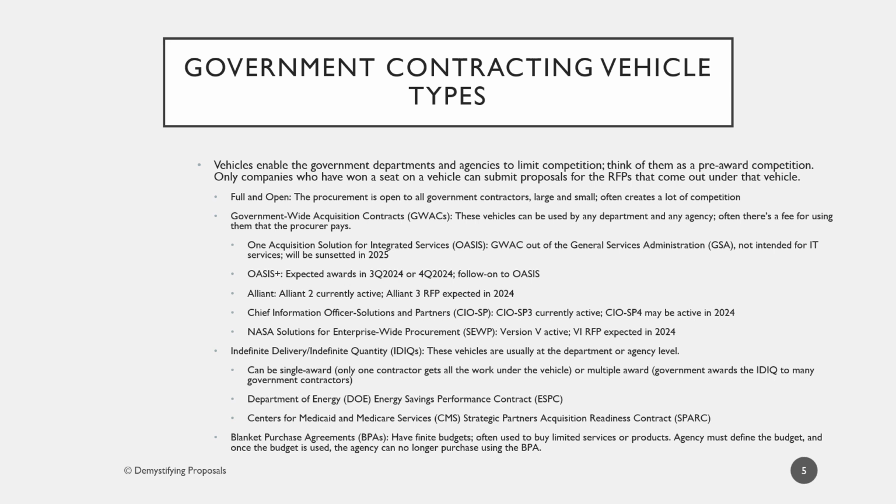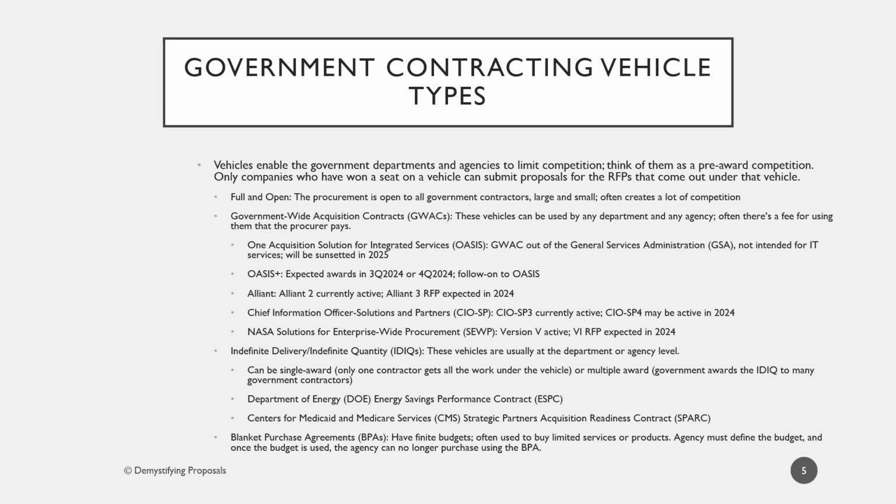So agencies and government departments prefer to use GWACs and IDIQs and BPAs that limit the competition to a select group of government contractors. GWACs, or government-wide acquisition contracts, can be used by any department and any agency across the federal government. There's often a fee for using them that the procurer pays, the organization putting out the RFP.